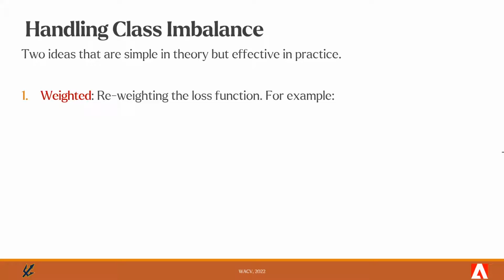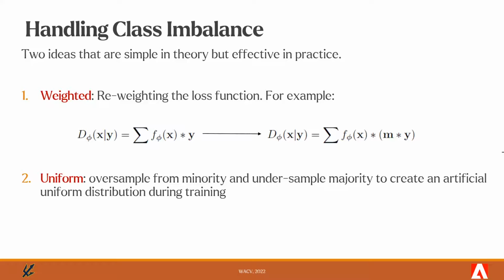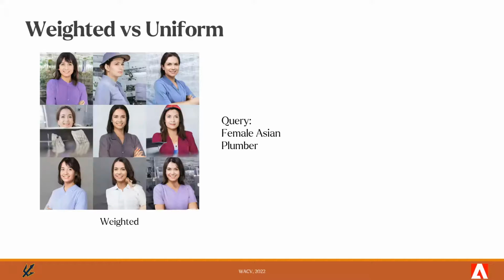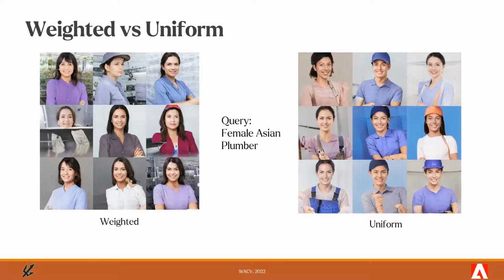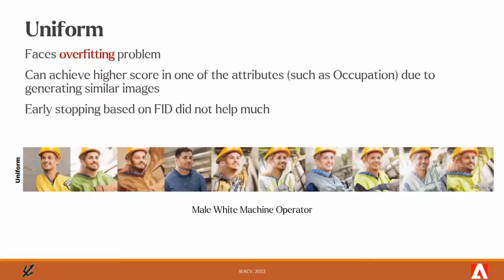Now we come to the case of handling class imbalance. There are two simple ways to do that. One is reweighting the loss function, and the other is oversampling the minorities. These examples show the difference between the two approaches, and we can see the uniform sampling yielded slightly better results, but uniform also suffers from overfitting, and it can generate some results with artifacts.